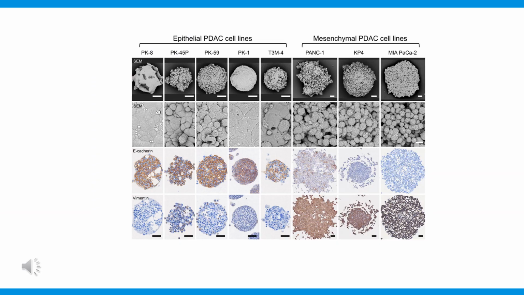This figure shows scanning electron microscope images of pancreatic cancer cells. Through 3D cell culturing and formalin, they formed spheres and created highly detailed images.